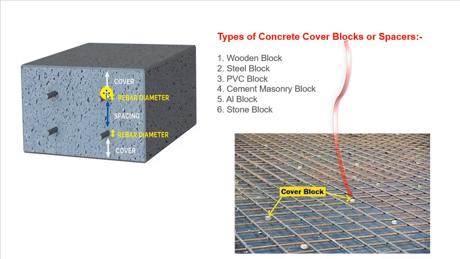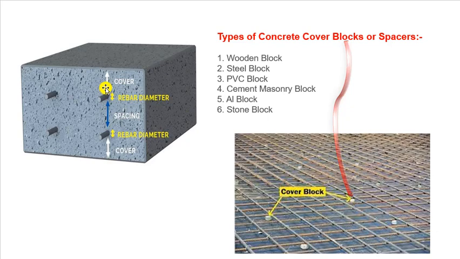And what is effective cover? Effective cover is the distance from the outer surface of the concrete to the centroid of the main bar. The centroid, or center of the area of the main bar, defines the effective cover. So where do we actually use effective cover? Whenever a structural engineer is designing any structure, he usually considers the effective cover for the design of any component of reinforced concrete. So that is the actual difference.